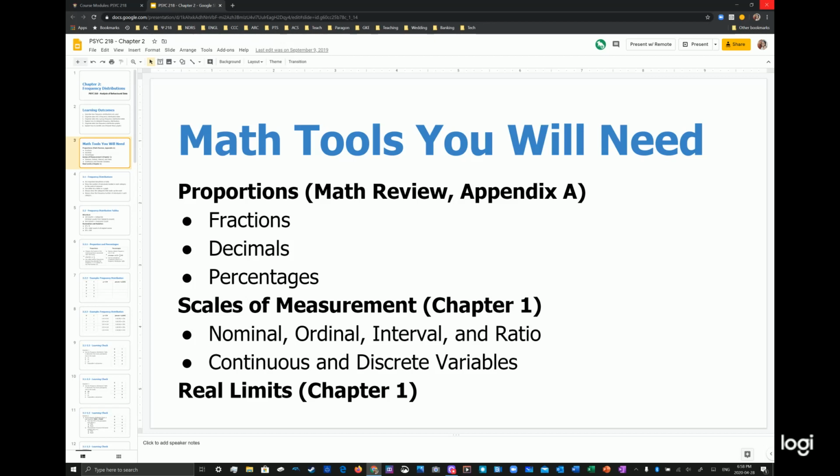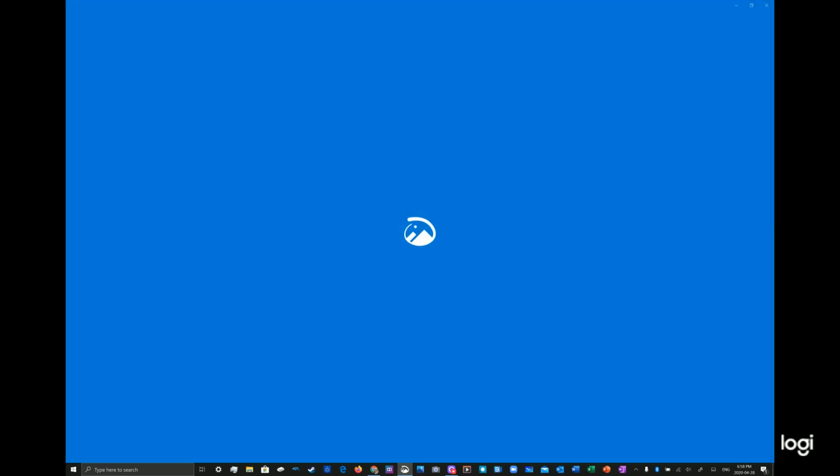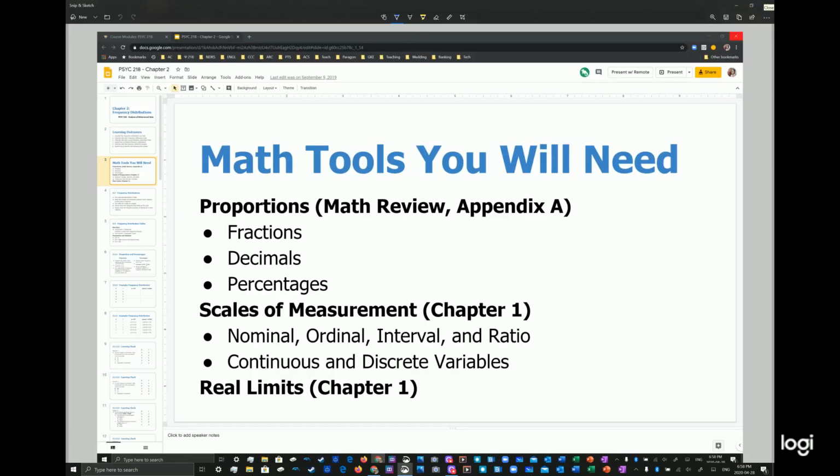So again, the math tools you need for this chapter are some things that you already have, not only in your previous courses for math, but also what we talked about in the last chapter. We would need the following tools. You would have proportions, that is to deal with fractions, which also includes decimals and percentages. So this will be useful in our frequency distribution tables.